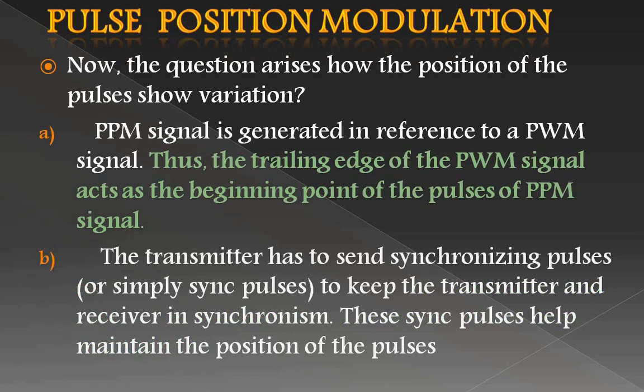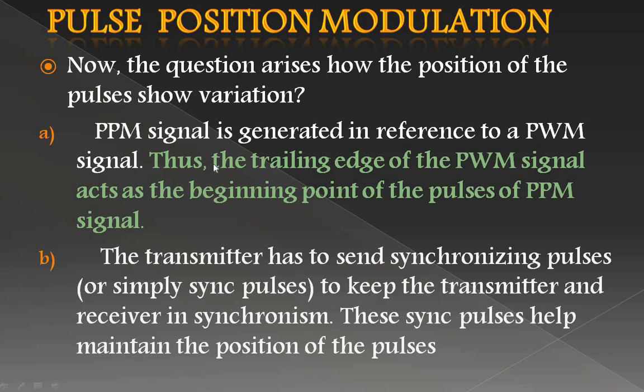You will be having a question. The question arises: how does the position of the pulses show the variation? How are we going to vary the position particularly? I have said just the position has to be varied, but how are we going to vary those particular pulses? Okay, so that is the question.